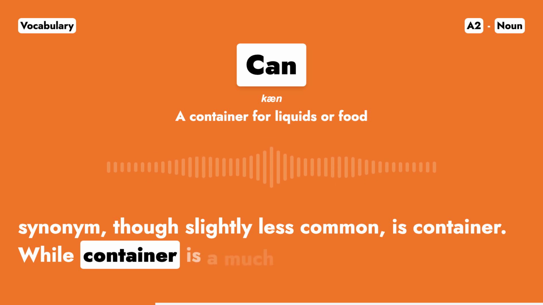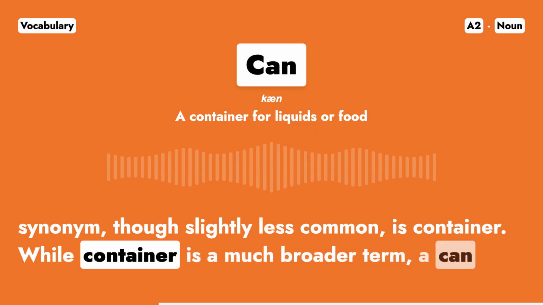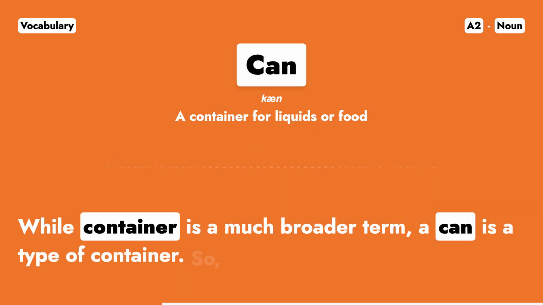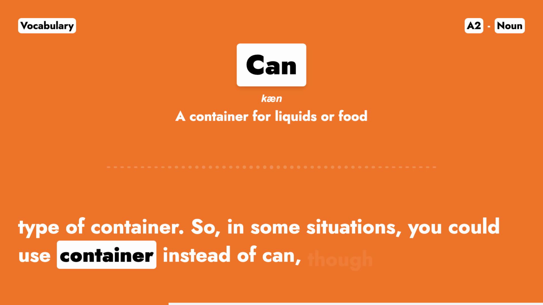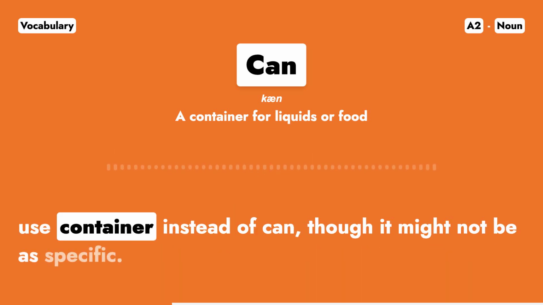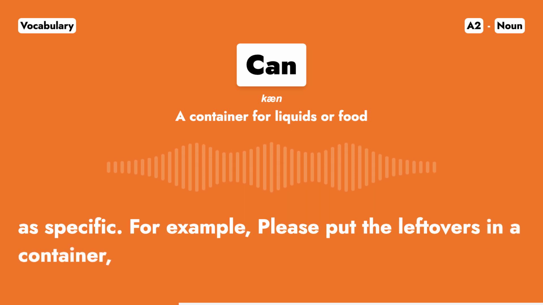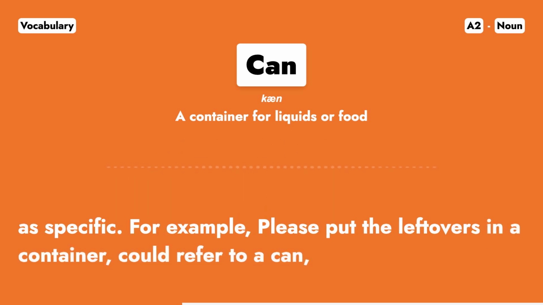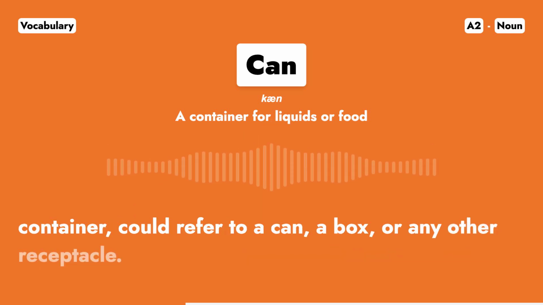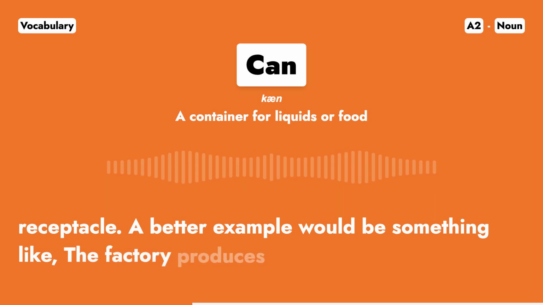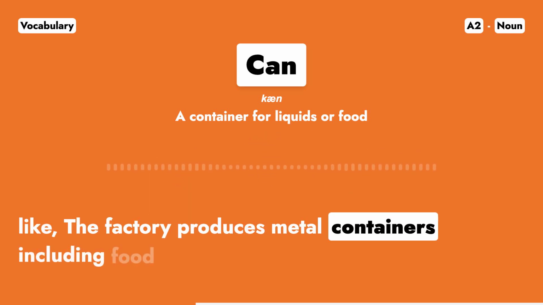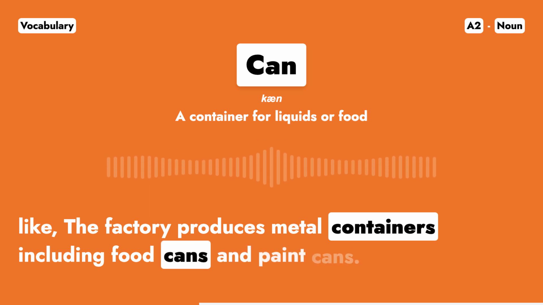While container is a much broader term, a can is a type of container. So, in some situations, you could use container instead of can, though it might not be as specific. For example, please put the leftovers in a container could refer to a can, a box, or any other receptacle. A better example would be something like, the factory produces metal containers including food cans and paint cans.